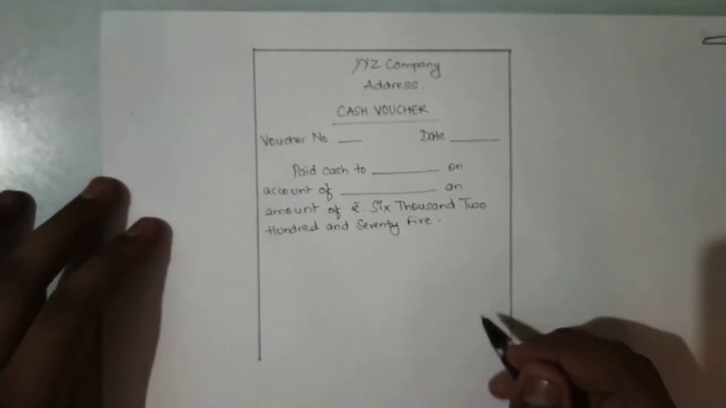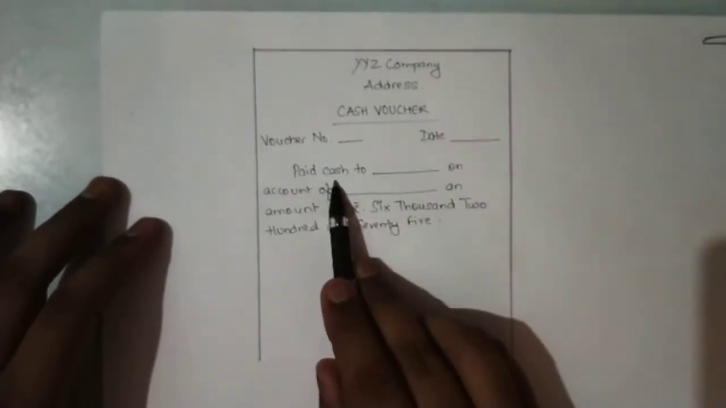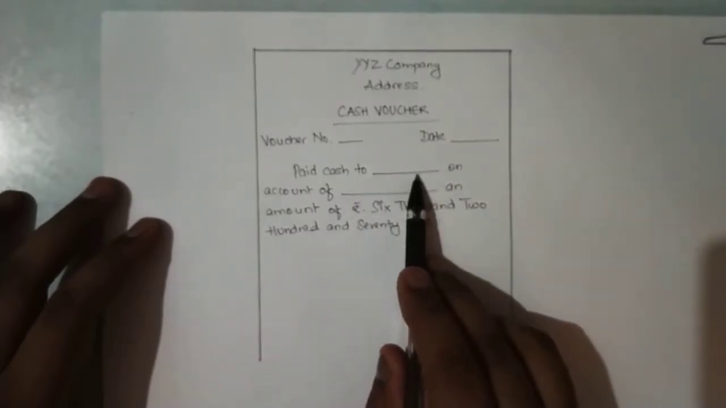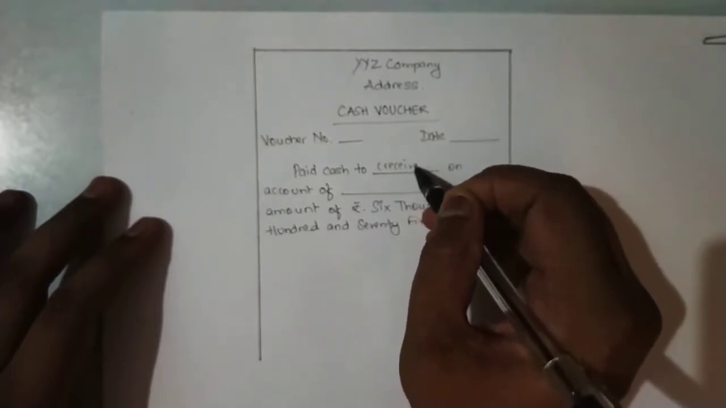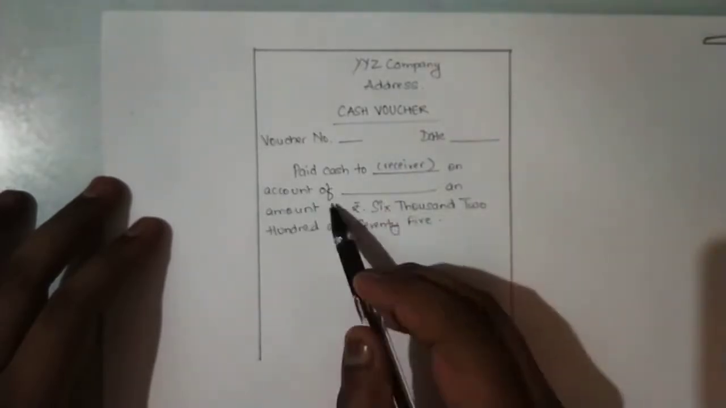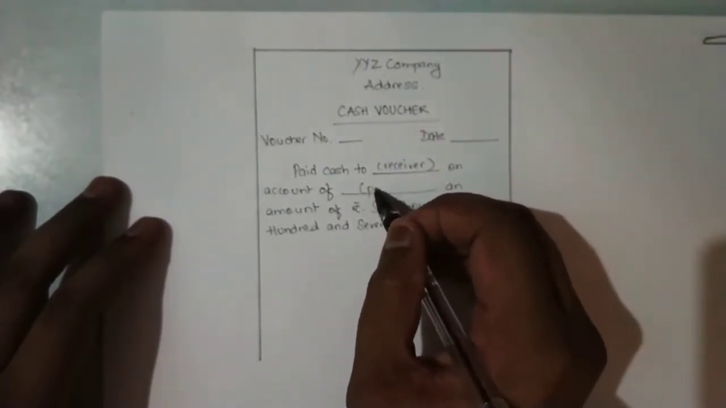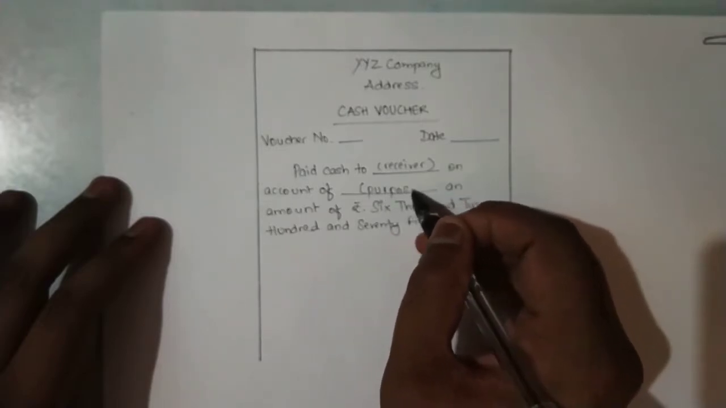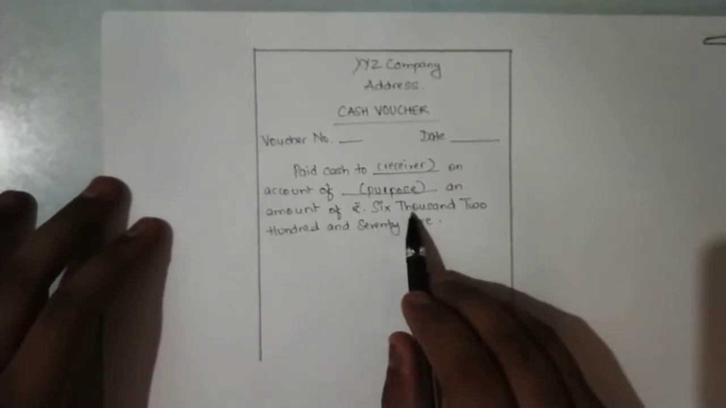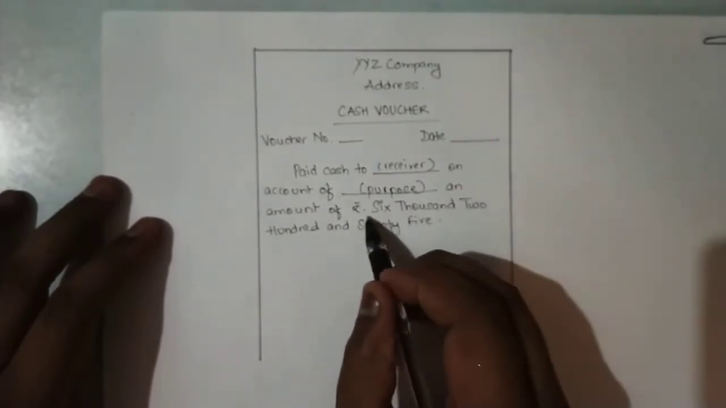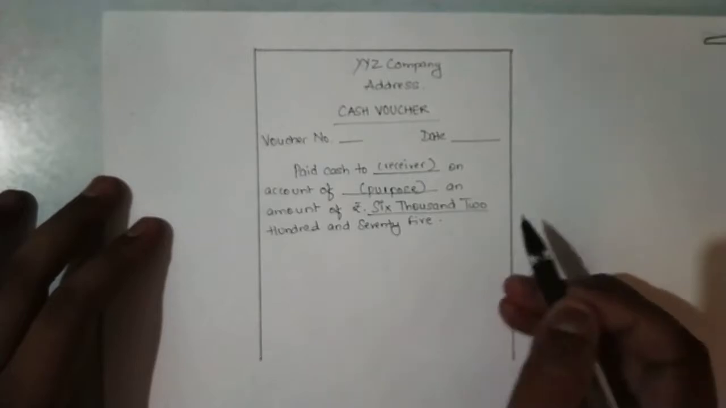So the sentence over here is important. Paid cash to dash. Here it would be the name of the receiver on account of dash. Here I am going to write the purpose. Why am I paying this amount? An amount of rupees 6,275. Even this should be underlined.